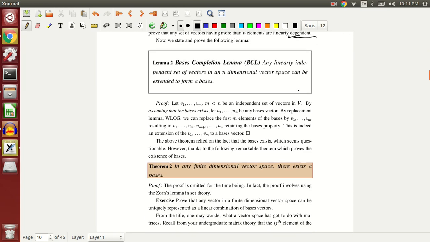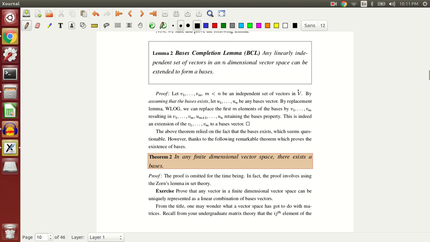Okay, let's use this for the basis completion lemma. Nice acronyms, these, BCL. It's not a theorem, lemma 2 states any linearly independent set of vectors in an n-dimensional vector space can be extended to form a basis. Okay, any linearly independent set of vectors in an n-dimensional vector space can be extended to form a basis.